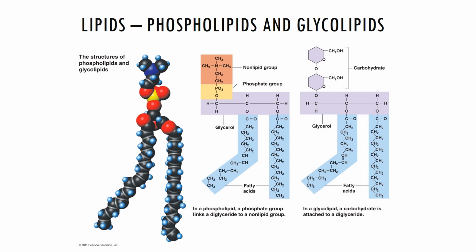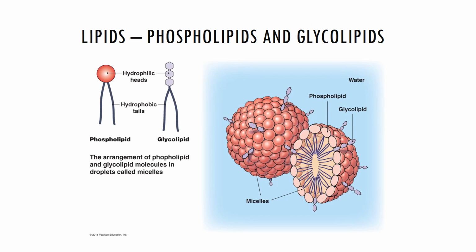Phospholipids and glycolipids are modified triglycerides. They contain 2 fatty acid chains and a phosphorus-containing group attached to a glycerol backbone. So the head and the tail regions have different properties, and phospholipids are important in cell membrane structure, as you will see here. Phospholipids have a hydrophilic head and a hydrophobic tail.